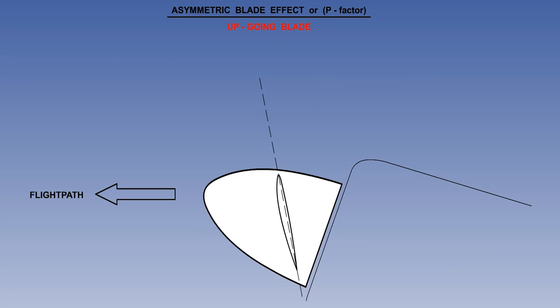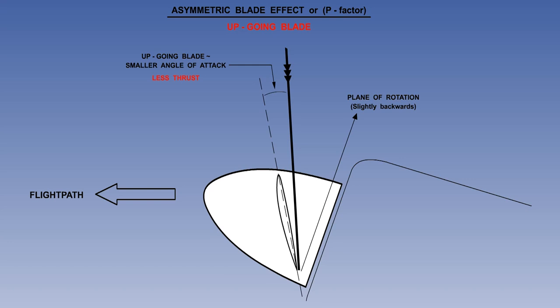The effect on the upgoing blade will be the opposite. The upgoing blade will be travelling slightly backwards. Consequently, the angle at which the relative airflow approaches the blade will also be slightly modified. The upgoing blade has a smaller angle of attack and will therefore generate less thrust.